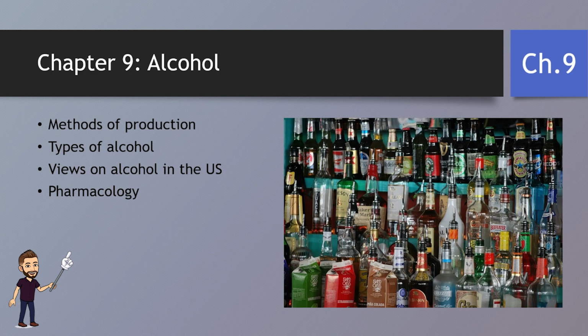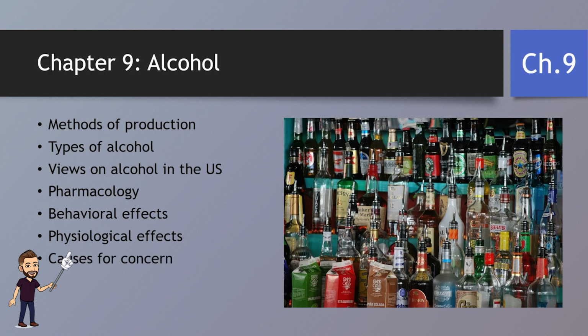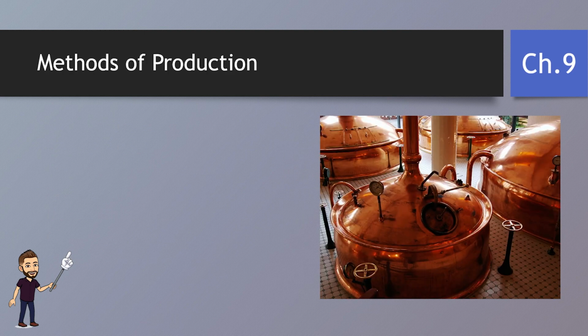Of course, we're going to go through the pharmacology here of alcohol, and we'll take a dive back into Mouse Party, which will be fun. And then we'll talk about some behavioral effects of alcohol, as well as some physiological effects. And then finally, we'll talk about some overall general causes for concern and some negative consequences here of alcohol. All right, so let's go ahead and start off with methods of production.